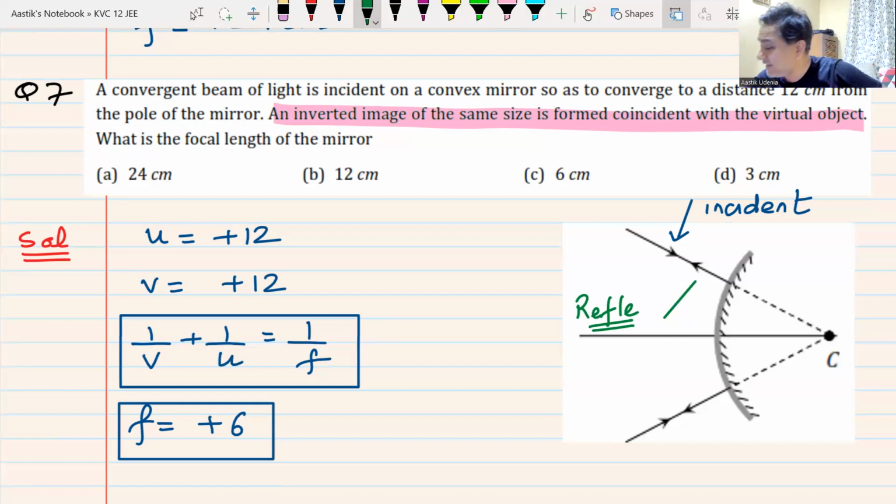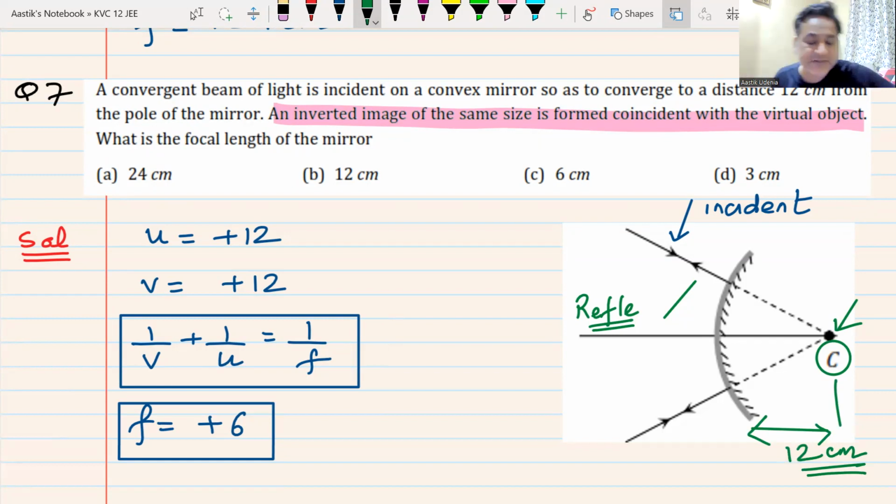That means the incident ray is going towards the center of curvature. So the radius of curvature is 12 centimeters, and therefore you can also get that the focal length is 6 centimeters. Whenever object and the image are coinciding, center of curvature comes there, my dear friend. That is the point that I wanted to make from this question.